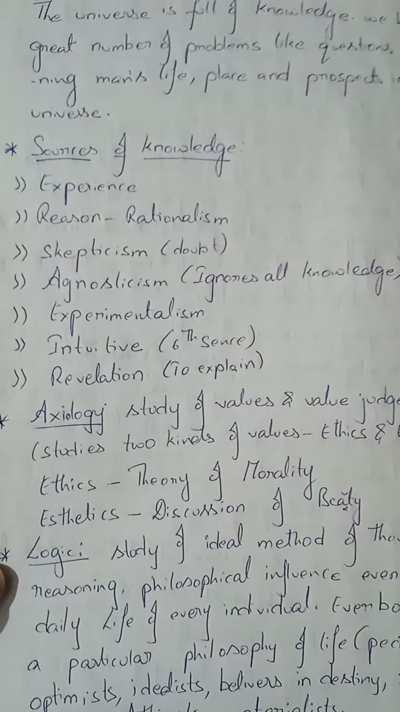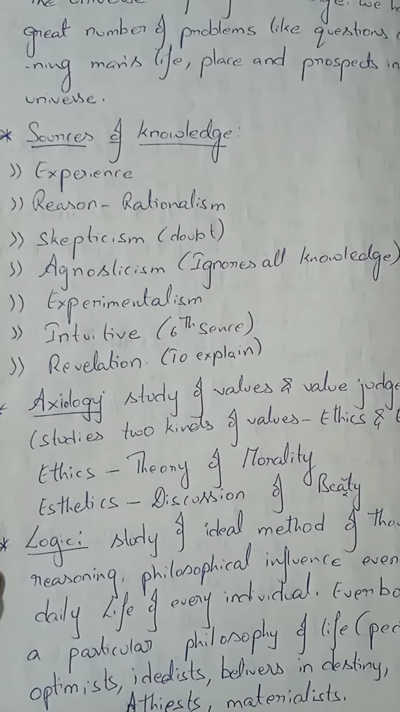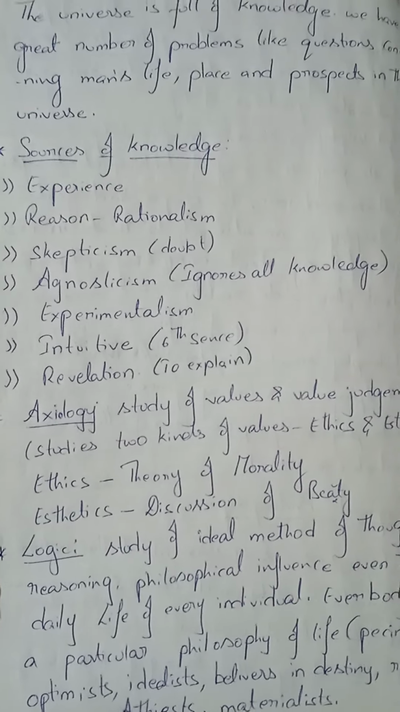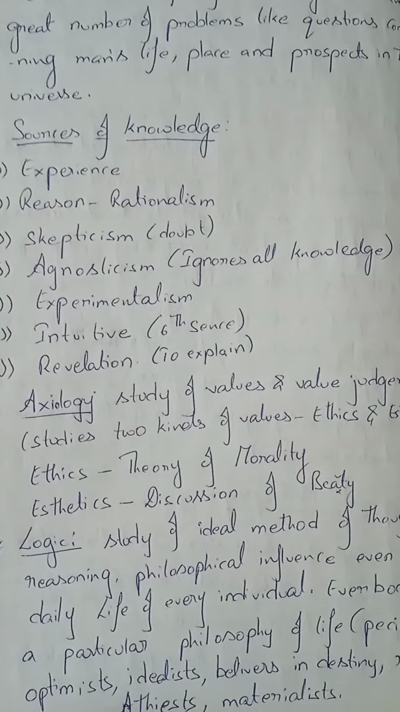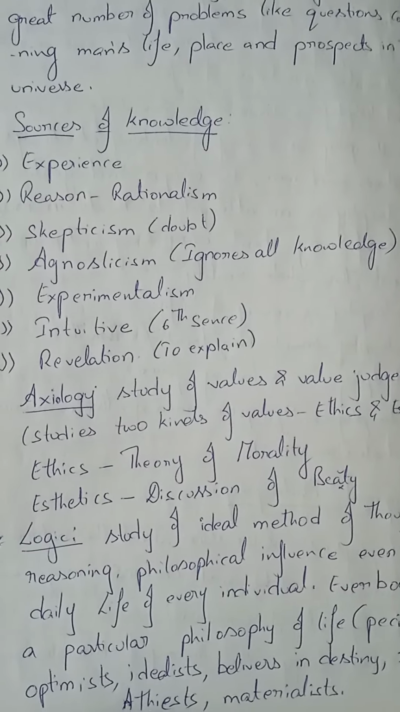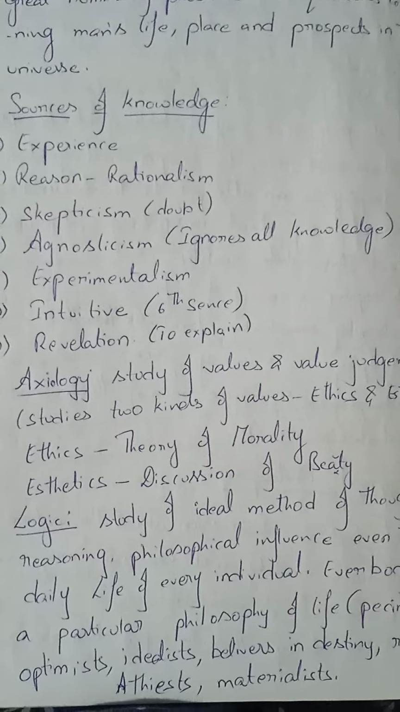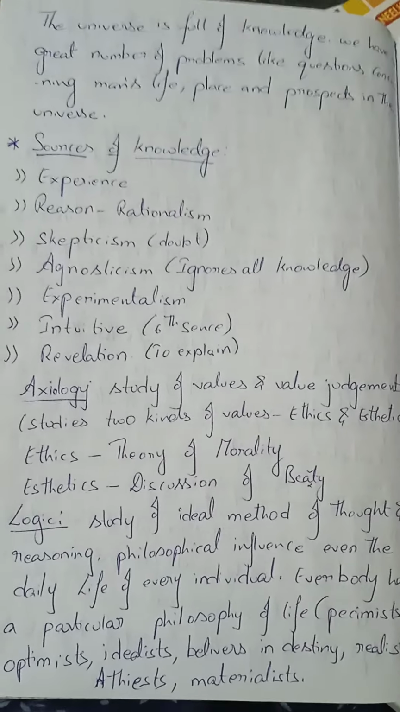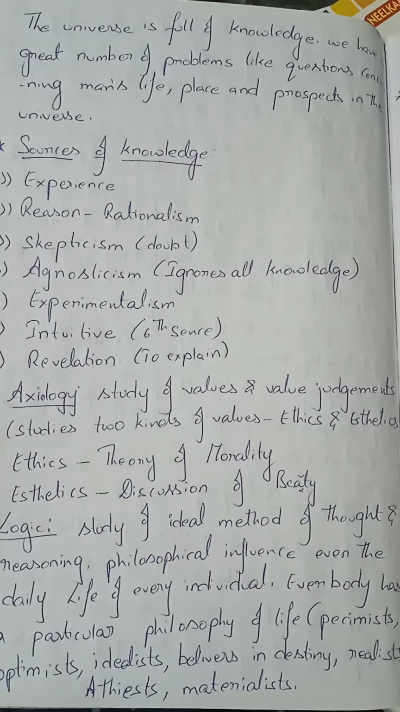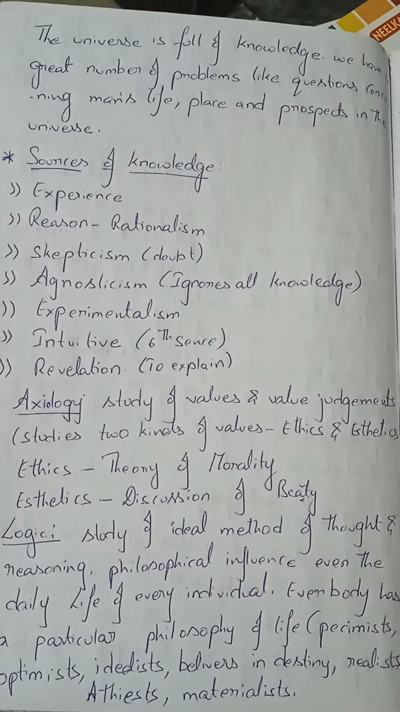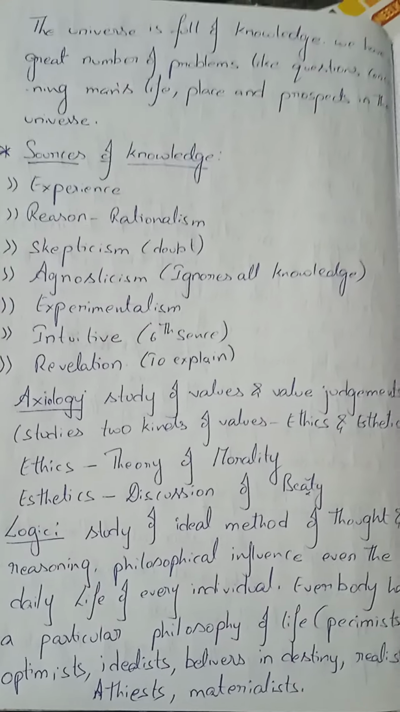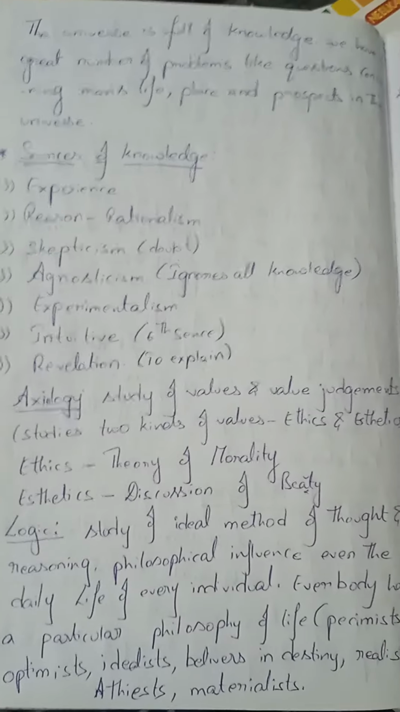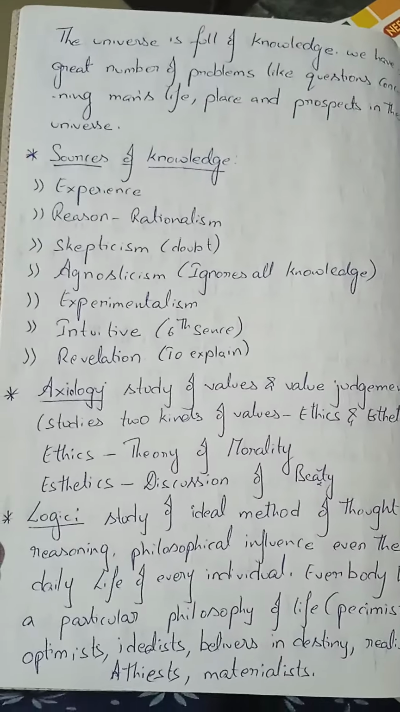Source of knowledge. Here the source of knowledge comes under experience, reason and rationalism. Skepticism means doubt. Agnosticism ignores all knowledge. Experimentalism, intuitive revelation. Axiology is the study of values and value judgments. It means study of two kinds of values, ethics and aesthetics. Ethics means theory of morality, aesthetics means discussion of beauty. And the next one is logic, the study of ideal method of thought and reasoning.